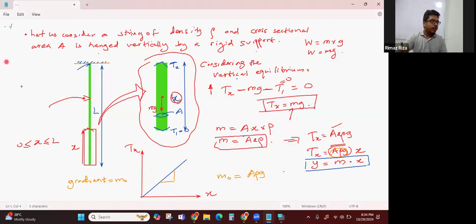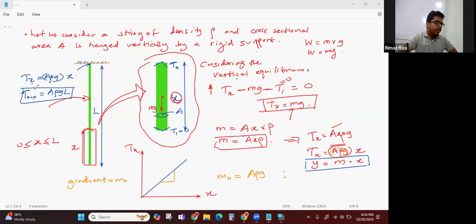Okay, so from this we can deduce the maximum tension, the tension at the top. We know at the top the tension is maximum. So we can say Tx equals A rho g times x. When x is maximum, Tx will be maximum. Then the maximum x value is capital L, right? Because x is less than or equal to capital L and greater than or equal to 0. So when x equals L, Tx will be maximum. So T max, the maximum tension, is A rho g times L. Okay, so you can note down that thing as well.